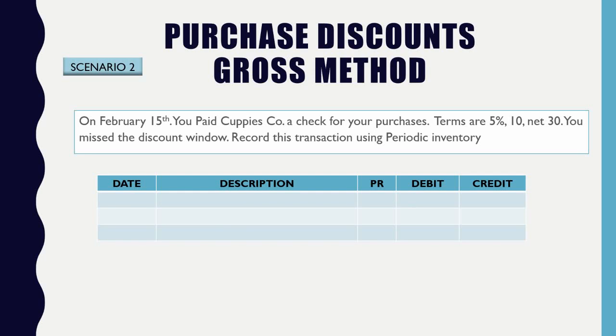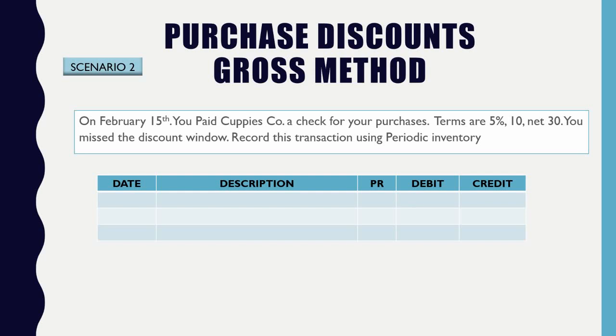Well then, scenario 2. Let's say we didn't pay them on time. Let's say I decided to pay on the 15th of February instead, all right? And in this case, I'm making a payment to Cuppies Co. However, my terms are still 5% 10 net 30. In this case, did I make the discount period or did I miss it? You missed it. I missed it, because I was only given 10 days, and in this case, I paid on the 15th day.